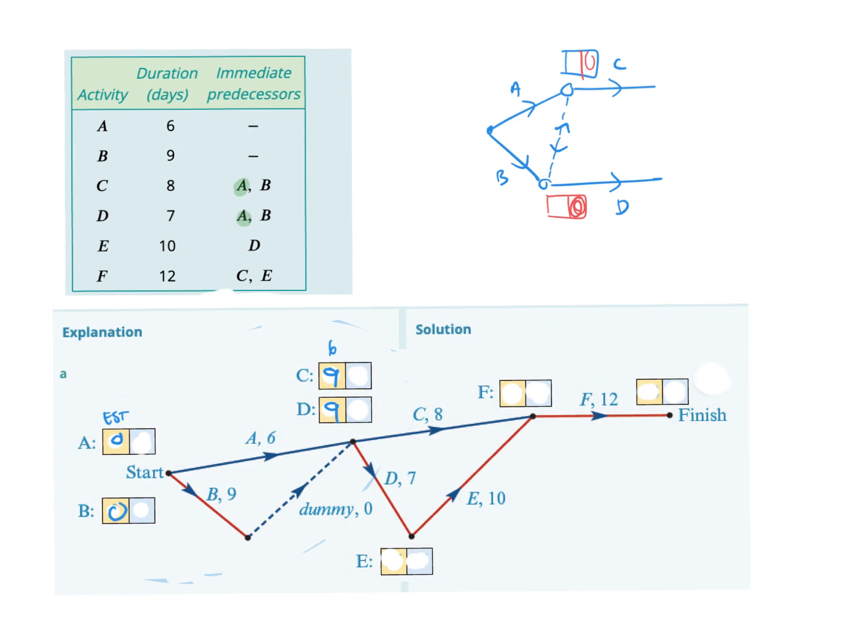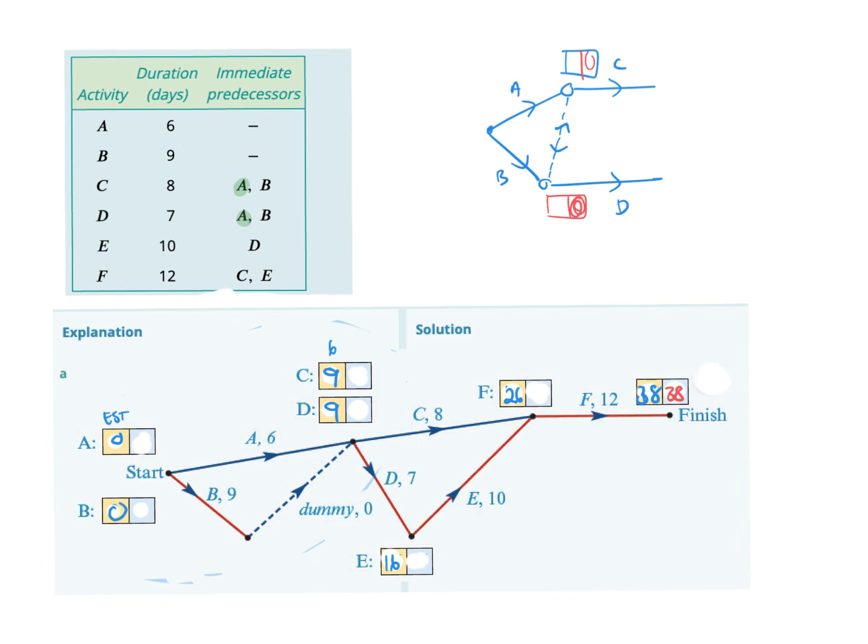Okay, so if we keep going along, if we go F, 9 plus 8 would be 17. But if I went along this way to get to E, it'd be 9 plus 7, which is 16. But 16 plus 10 would be 26. So this one now becomes 26 because we've got to take the biggest one. Then we add 12, and we get 38. So the earliest finishing time for this project is 38.